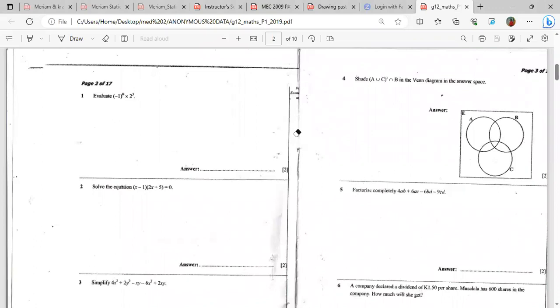Okay, so let's go to the next question. So they are telling us to shade the complement of A union C, which should intersect B. So what they mean here is we're going to say step number 1.